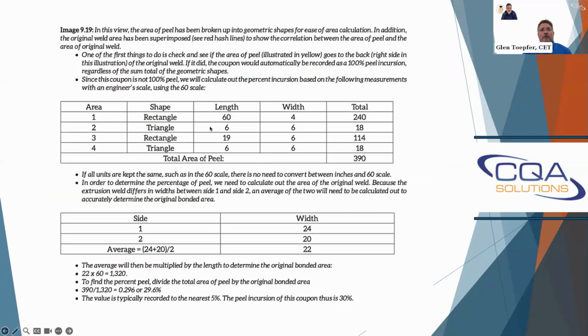And in that case, you had your 4 different geometric shapes. You get your total area, in this case 390. You have your 2 sides, 24 and 20, so it was an average width of 22. Multiply it by the 60, which is an inch in 60ths, and that gives you your seam area. Divide your peel area by your seam area, and you get 29.6, or rounds to 30%. So it's really just a quick down and dirty of how you do the peel incursion if you ever have to do it in the field.